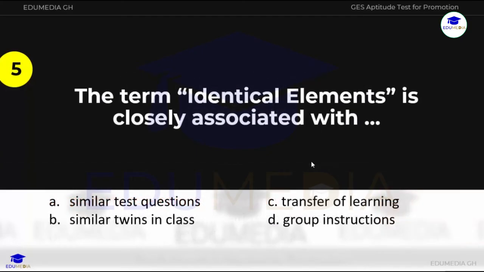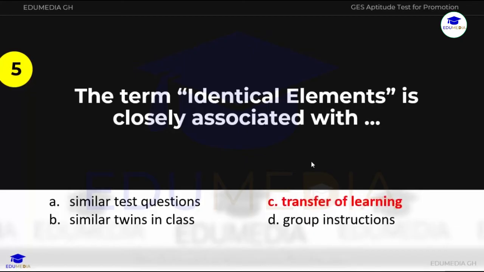Question number 5. The term identical element is closely associated with A. Similar test questions, B. Similar twins in class, C. Transfer of learning, and D. Group instructions. The correct answer here is C.